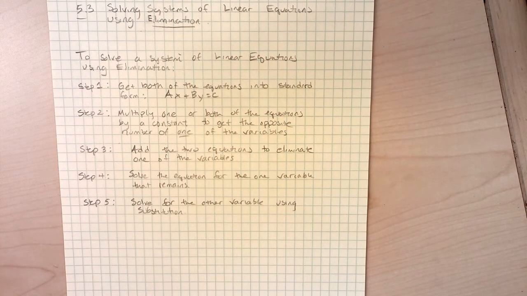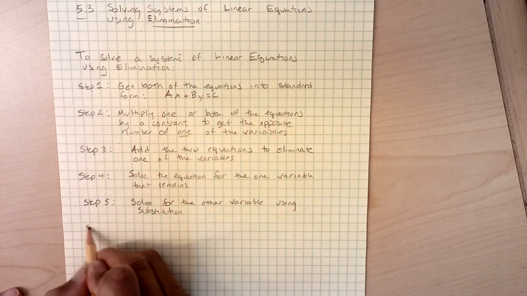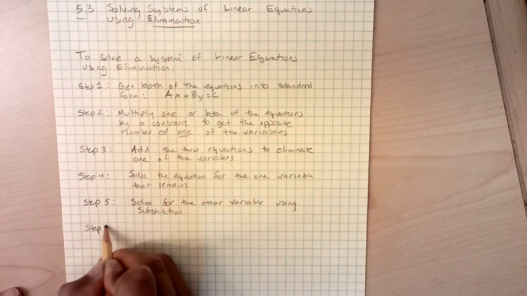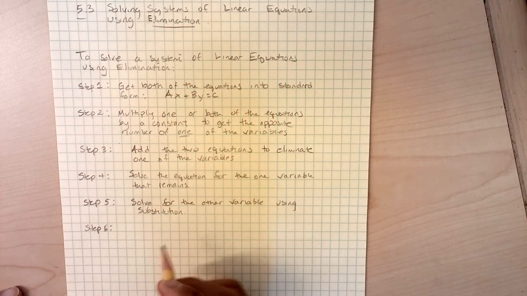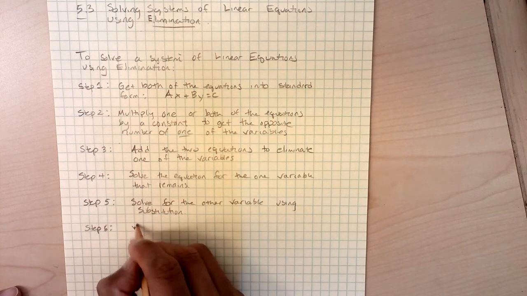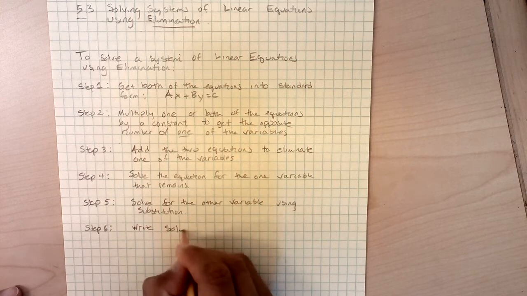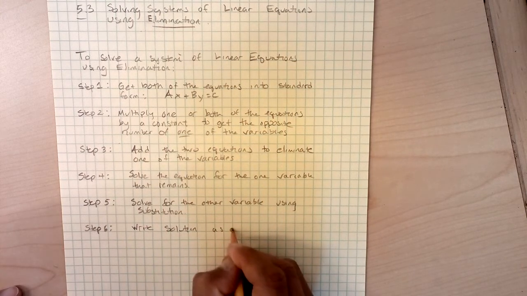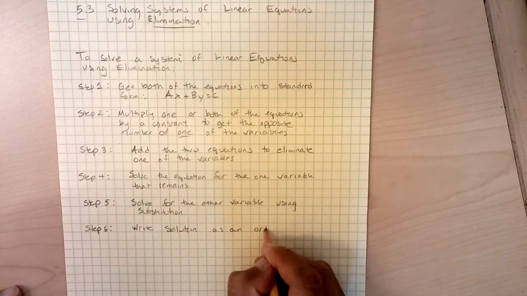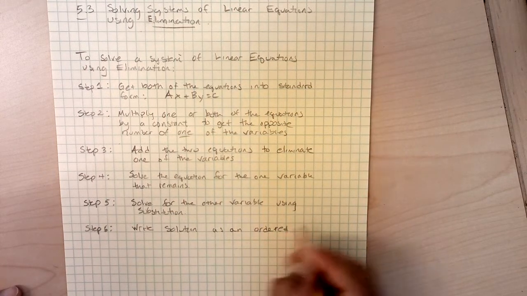And then once you found one of the variables, even though it's called elimination, you'll still do some substituting. You substitute the value of the variable that you found into one of your equations to find the other variable. And then the very last thing that you do, step 6, is what we've done with every other method. Okay, write your solution as an ordered pair. It should look like this: x, then y.